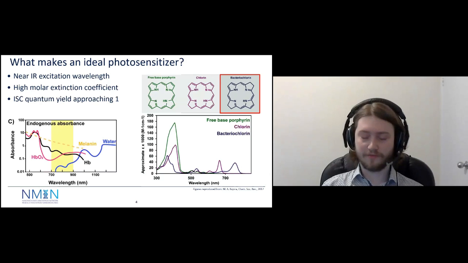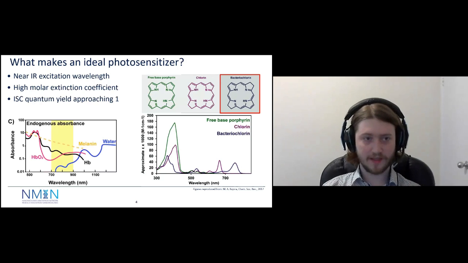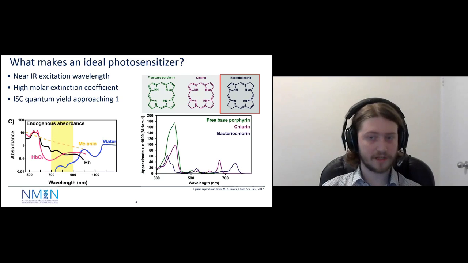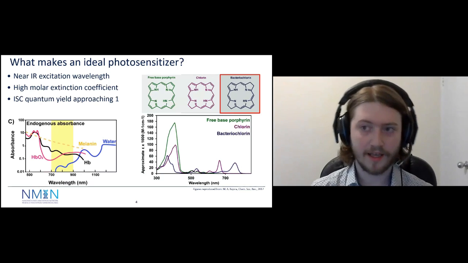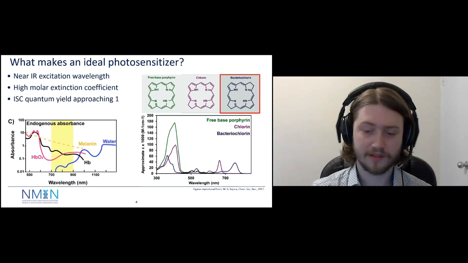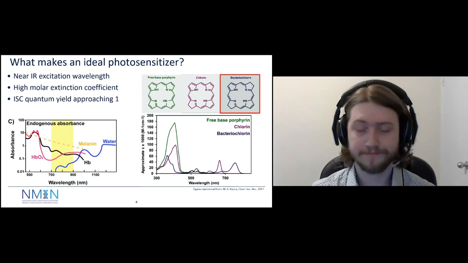And finally, we would like to have what's known as the intersystem crossing quantum yield approaching unity. Without getting into the photophysics, what you need to know is that this value relates to the frequency with which an absorbed photon results in a photochemical reaction. And so if this value approaches unity, it means that nearly all absorbed photons result in some sort of photochemical reaction, which is very useful for therapy. And generally speaking, we find that bacteriochlorins have very high ISC quantum yields approaching unity.